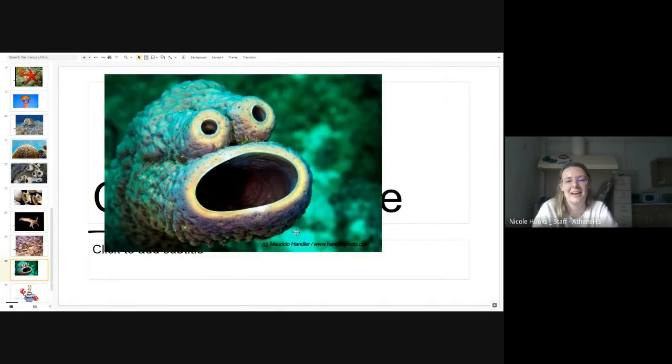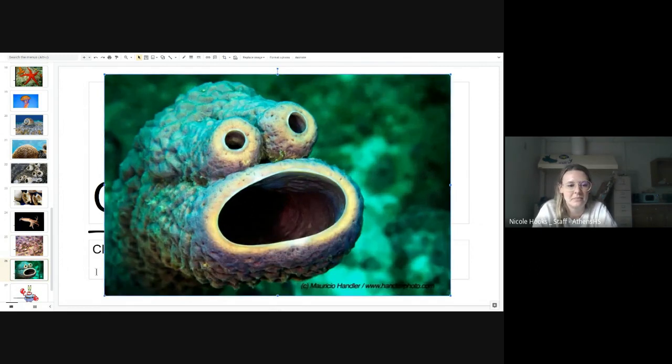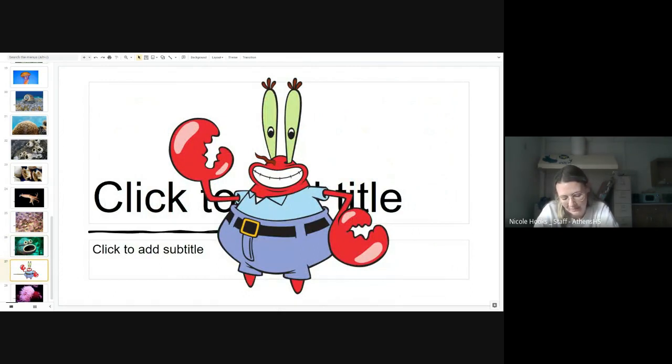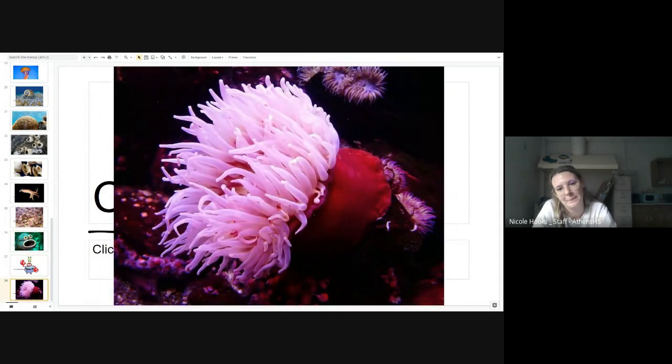What about this one? It's kind of a silly picture. I think it reminds me of Grover from Sesame Street. It's a sponge. Porifera. What about good old Mr. Krabs? It's a crustacean, which is an arthropod. Last one. This is a sea anemone where Nemo lives. Cnidarian. It's like that upside down jellyfish.